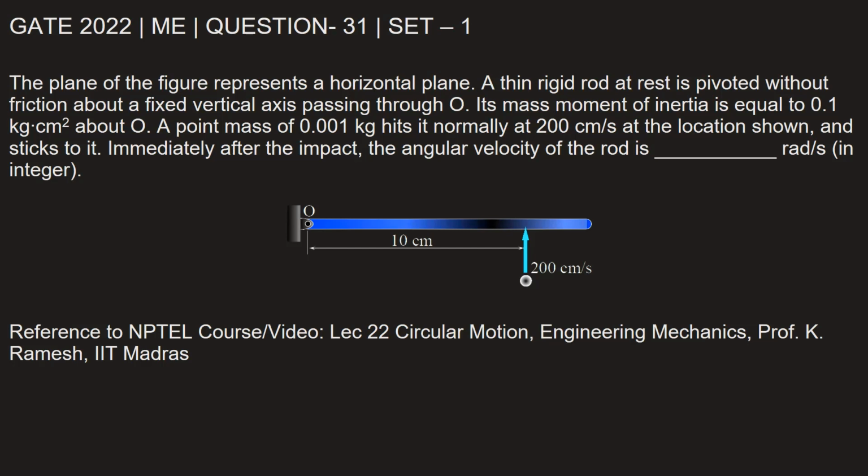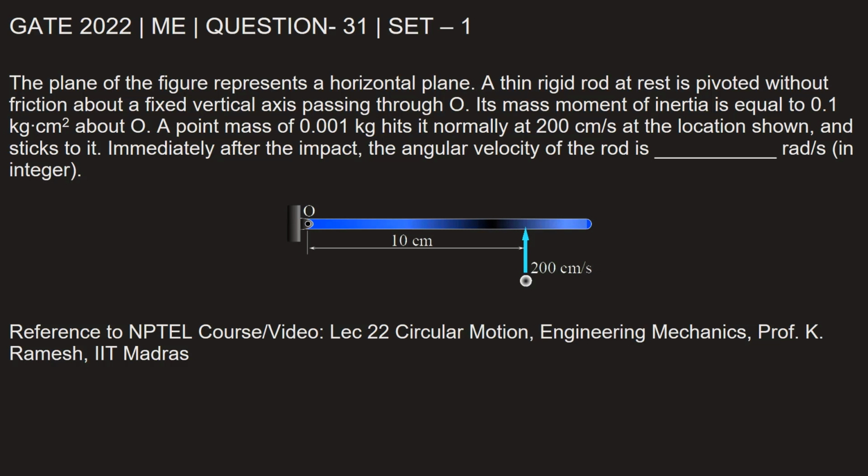This question is from GATE 2022 Mechanical Engineering paper set 1, question number 31. The plane of the figure represents a horizontal plane. A thin rigid rod at rest is pivoted without friction about a fixed vertical axis passing through point O. Its mass moment of inertia is equal to 0.1 kg cm² about O.